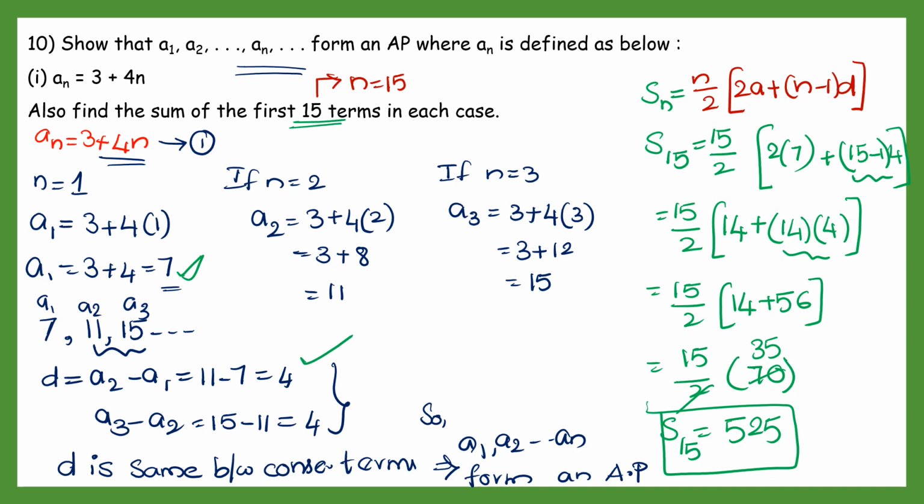Now here we found common difference by finding a1, a2, a3 and so on. By finding first term, second term, third term, then we found common difference. This is one way. There is another way to find the common difference and the first term. They have given an is equal to 3 plus 4n. Based on this, we can find the first term and common difference. Let's see how we can do that.